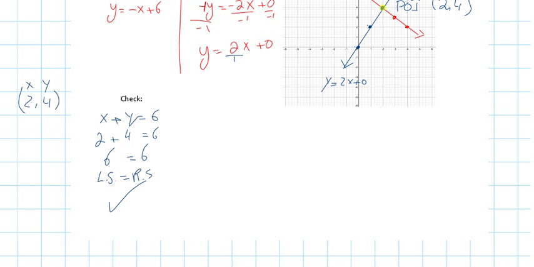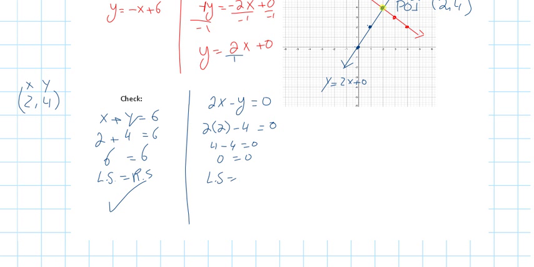My second equation was 2x minus y equals 0. Okay. What do I plug in for x? 2. What do I plug in for y? 4. So 2 times 2 minus 4. What's 2 times 2? 4 minus 4 is? 0 equals 0. That means my left side equals my right side. And that means my solution is correct.